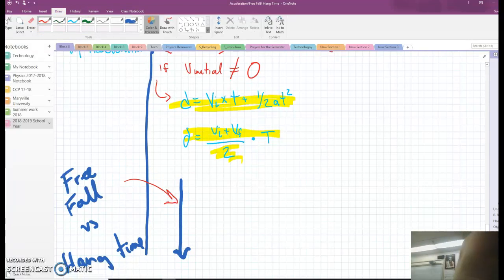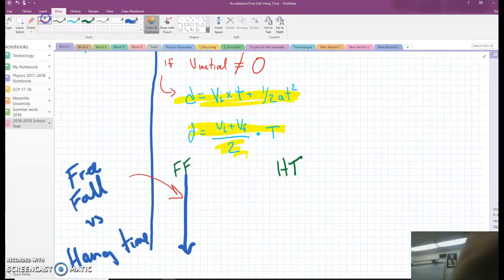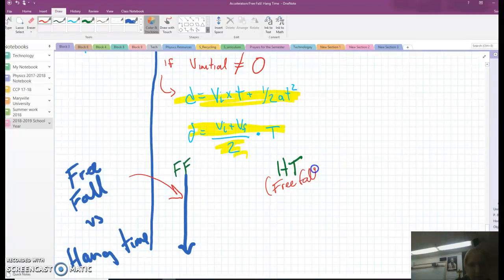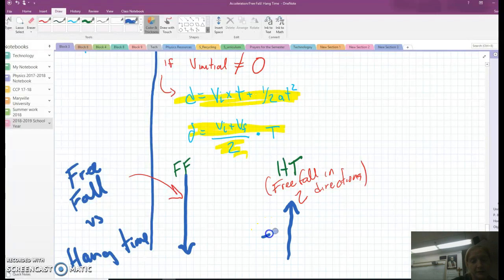Okay, I'm going to label this FF for free fall. And then hang time is free fall in two directions. Hang time is free fall in two directions. When I say that, I mean you lifted off the ground, you defied gravity, negative g, went in a negative direction, and then you came back down.